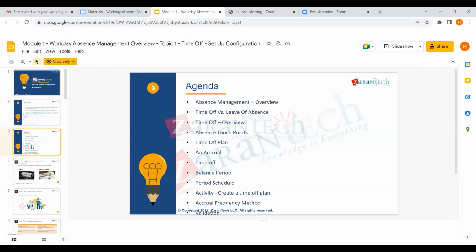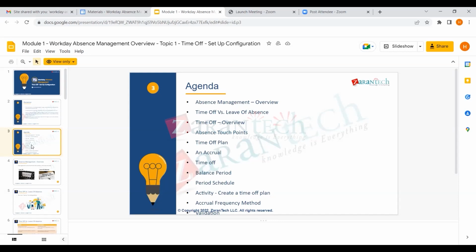Basically, we would start from the absence overview. Then, what is the basic difference between time off, absence, leave of absence, and time off plan overview. We would create a lot of time off plans, what constitutes a time off plan and its importance. Then calculations: what the calculations signify and how they are important. We would learn the difference between period started and period ended, and how it is important to include them in your calculations.